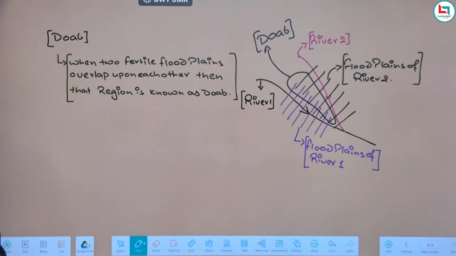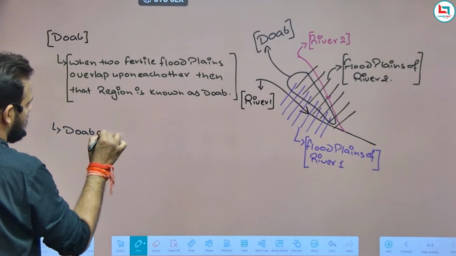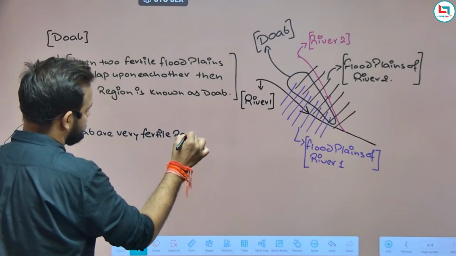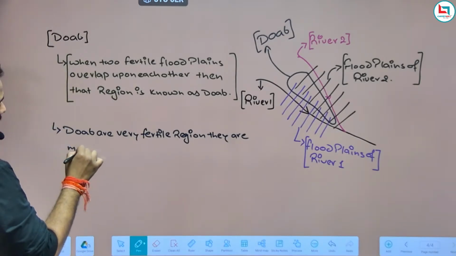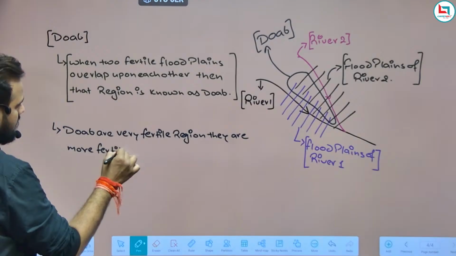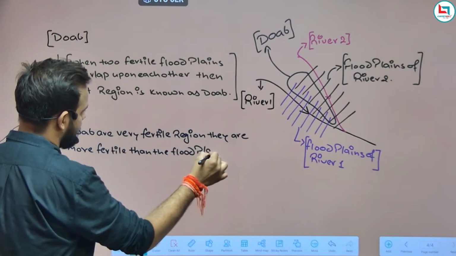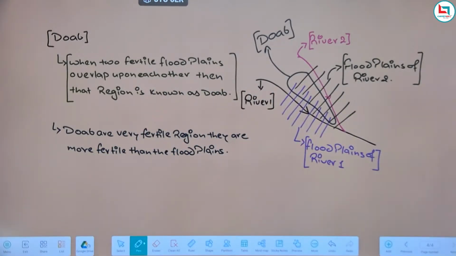Okay, so these are the things that we should know. Clear? They are the most fertile region. Doabs are a very fertile region. Doabs are more fertile than floodplains. They are more fertile than the floodplain. They are the most fertile region.